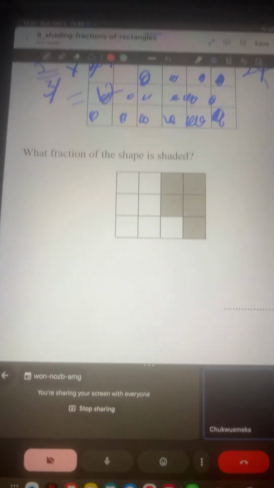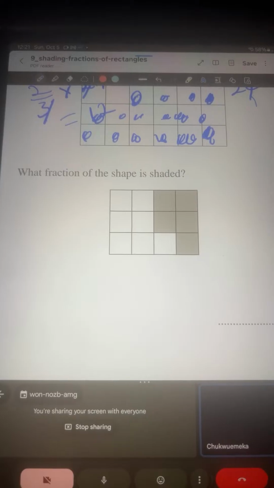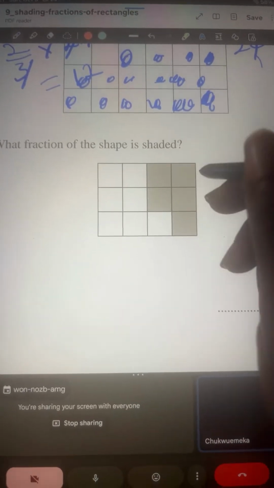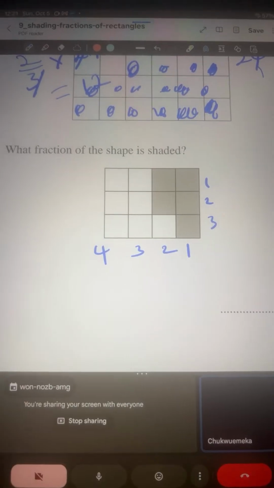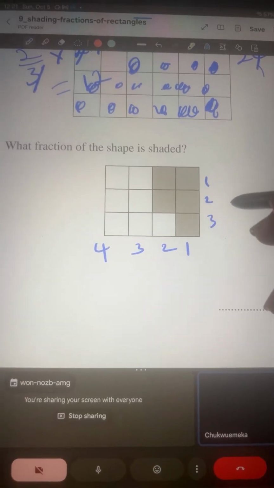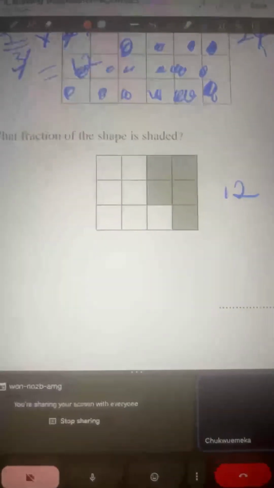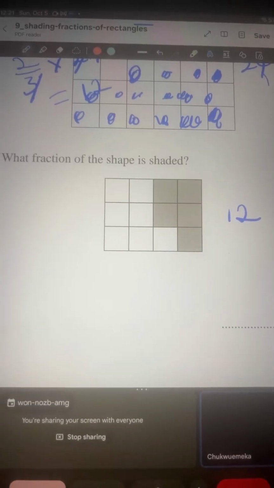Now look at this one. It says, what fraction of the shape is shaded? What fraction of the shape is shaded? If you want to know the fraction of the shape that is shaded, let us count all of them together. This is 1, 2, 3. Why, this is 1, 2, 3, and 4, right? Yeah. Then 3 by 4 is 12, meaning that there are 12 small squares. 12 small squares in total.